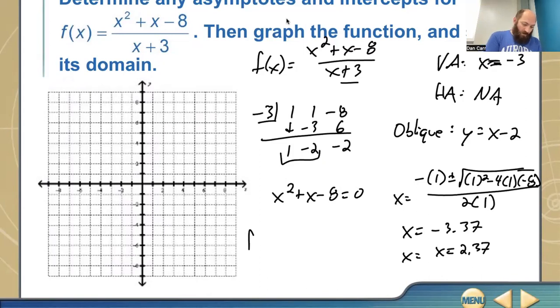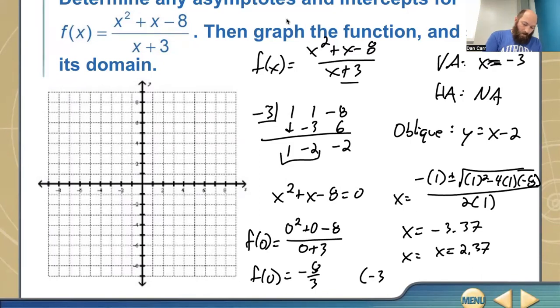If I look at that one, that is going to be f of 0. So that's going to be 0 squared plus 0 minus 8 over 0 plus 3. So that's going to give me a negative 8/3. So my x-intercepts, I've got points at negative 3.37, 0, 2.37, 0, and 0, negative 8/3.